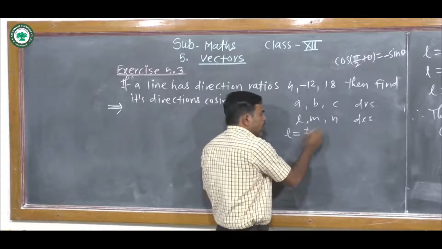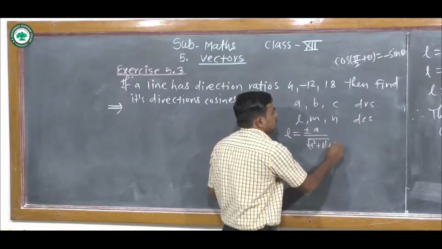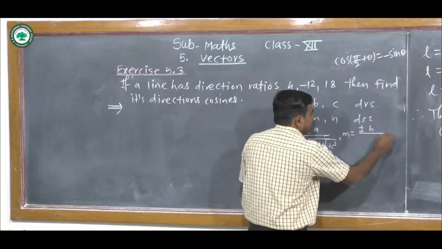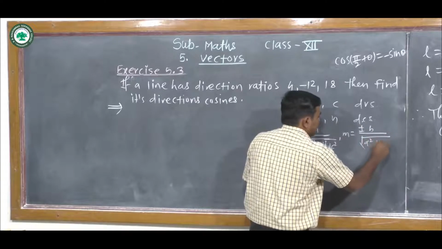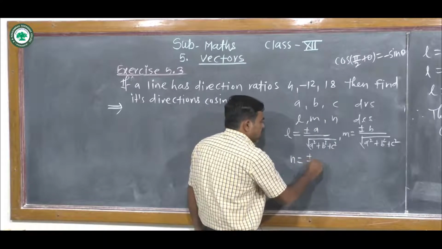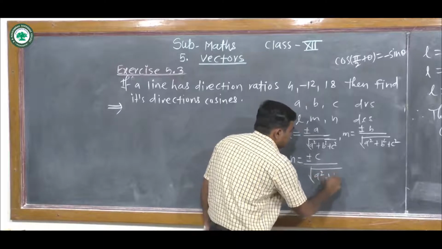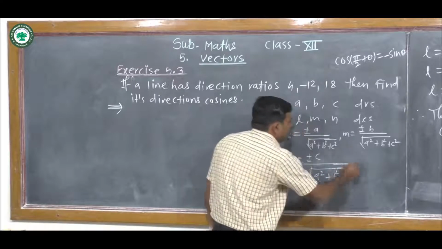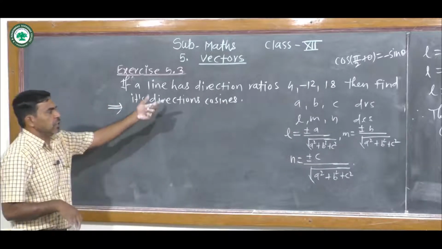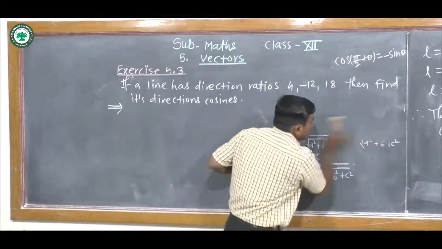l is equal to plus or minus a divided by square root of a square plus b square plus c square. m is equal to plus or minus b divided by square root of a square plus b square plus c square, and n is equal to plus or minus c divided by square root of a square plus b square plus c square. Only we have to use this relation to get the direction cosines if direction ratios are given. So let's see the solution.